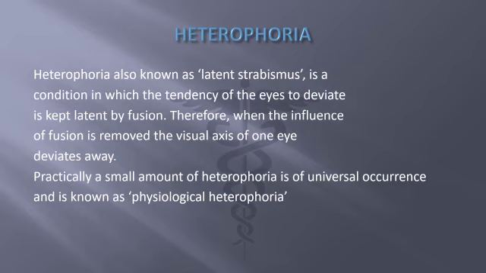And practically, a small amount of heterophoria is of universal occurrence. So it's not an abnormal condition if somebody has a very small amount of heterophoria, because it's of universal occurrence. Everybody, you and me, are going to have a certain degree of heterophoria.